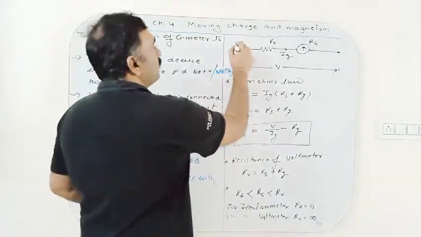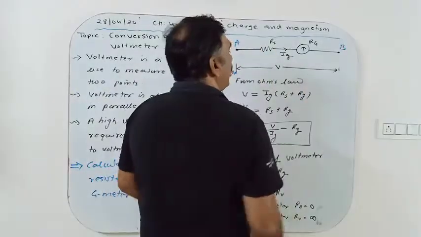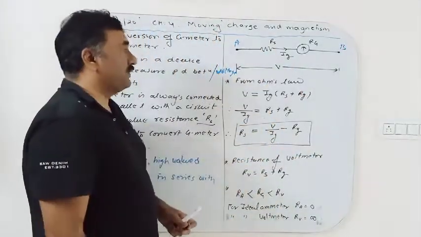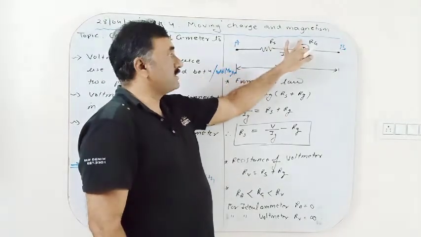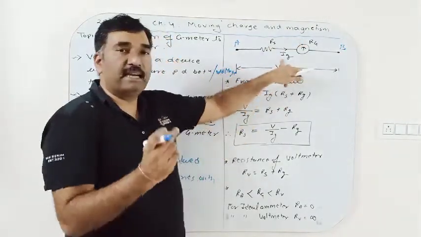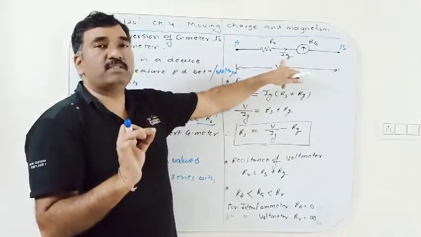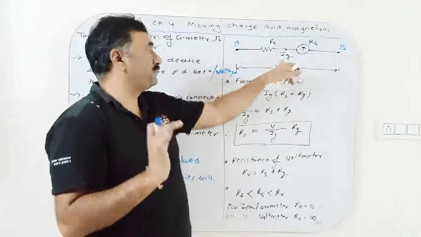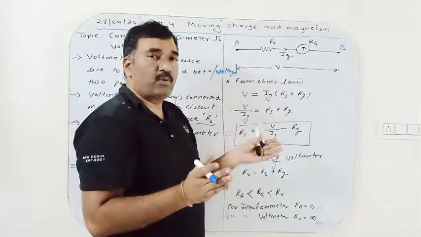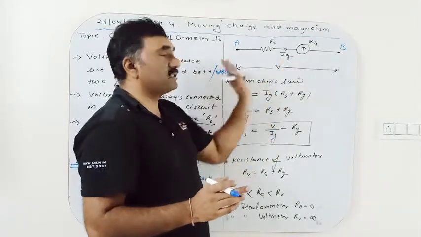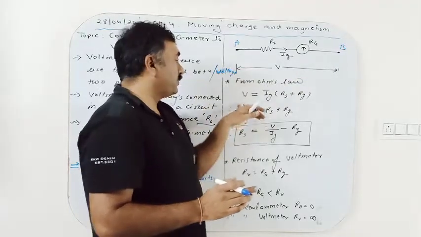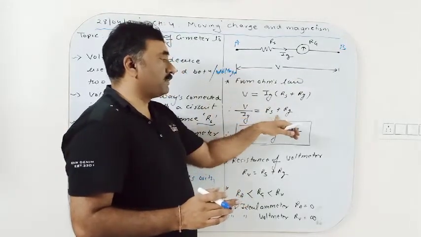Suppose between the 2 points A and B, we want to measure the potential difference, that is V. Rs is the high valued resistance, Rg is the resistance of the galvanometer, and Ig is the electric current passing through the series combination of Rs and Rg. From Ohm's law, V is equal to IR, where Ig is the current and Rs plus Rg is the total resistance across AB. So V divided by Ig is equal to Rs plus Rg.